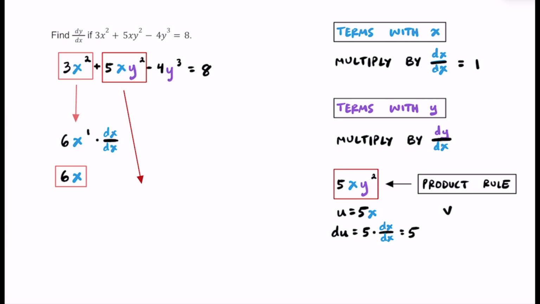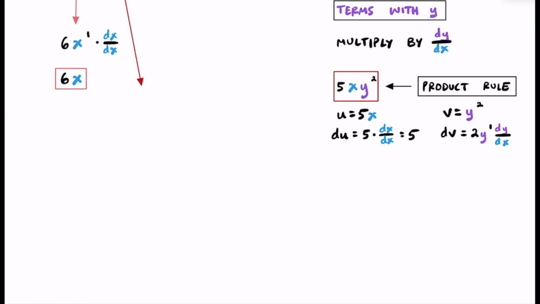Now what about v? Well, v here is going to be this y to the second power, right? So if we take the derivative of that, also known as dv, then dv is going to be equal to, using the power rule, 2y to the first power. Okay, take away 1 from that exponent, but then that's going to be multiplied by dy over dx.